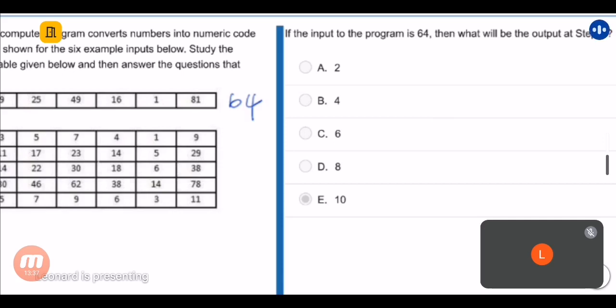The square root of 64 is 8. This here is 8. 8 plus 2, because the last one will be 8 plus 2. That is 10. Done. So we have solved it. Alright, let's move to the next one.